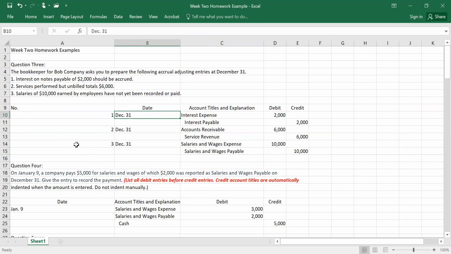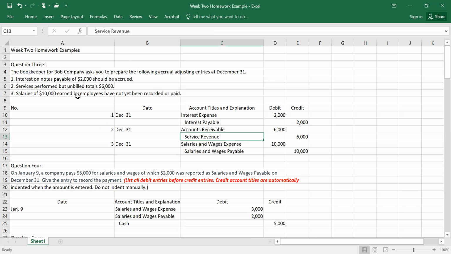Second one, services performed but not billed, total $6,000. That's our second entry. Number 2, December 31st. We're going to debit accounts receivable, credit service revenue for $6,000 because we have to account for the revenue, we've earned it, and we also have to bill the customer so that we can receive payment for those services.